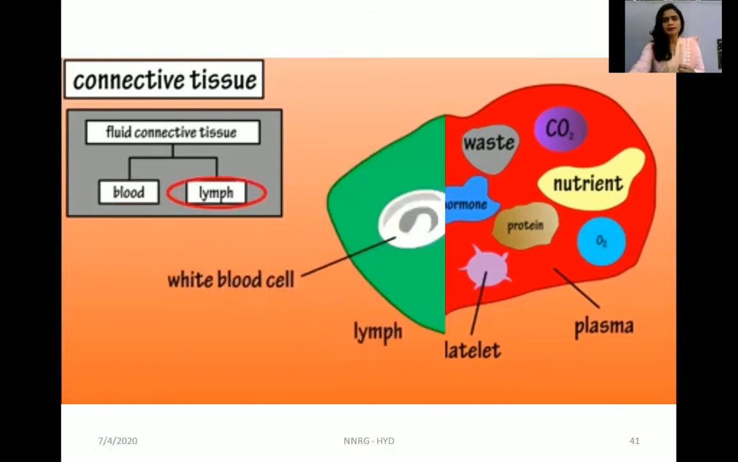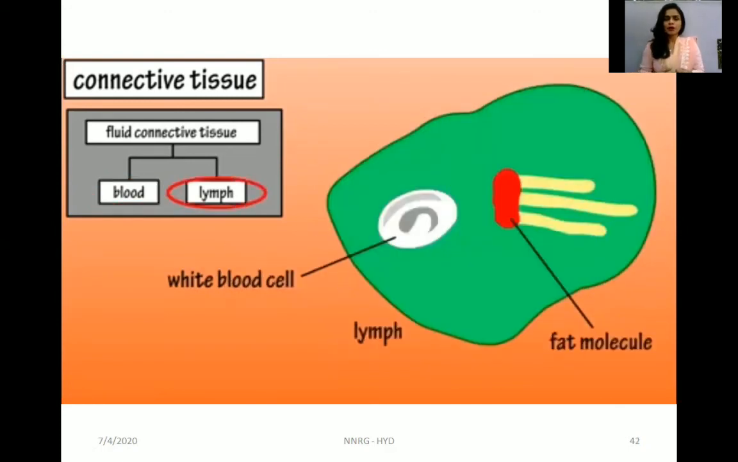And another connective tissue is the lymph. Lymph has white blood cells and fat molecules in it. The white blood cells usually have the defense mechanism. They are supplied throughout our body through the lymphatic system, that is through the lymph. Both of these will be carried to the places where they are required. So this is about the fluid connective tissue.